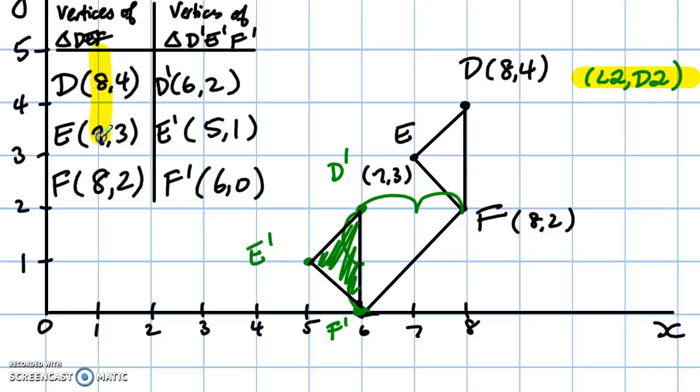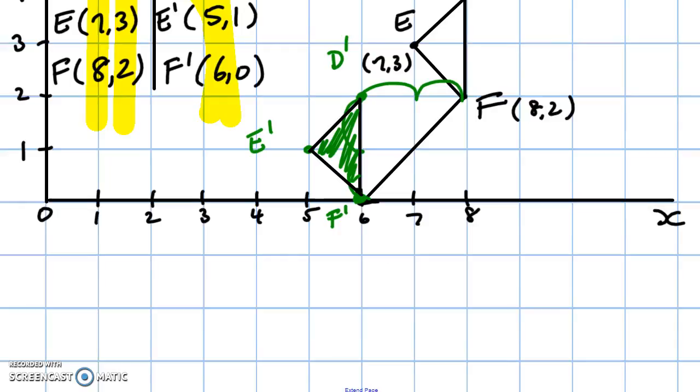If we look at the x coordinates of the original and compare them with the x coordinates of the image, 8 minus 6 is 2. Notice it's a difference of 2. How do you get from 8 to 6? It's 2. 7 minus 5 is 2. And 8 minus 6 is 2. If we compare the y coordinates of the original versus the image, 4 minus 2 is 2. 3 minus 1 is 2, and 2 minus 0 is 2. Therefore, we can conclude that left and down are negative directions.